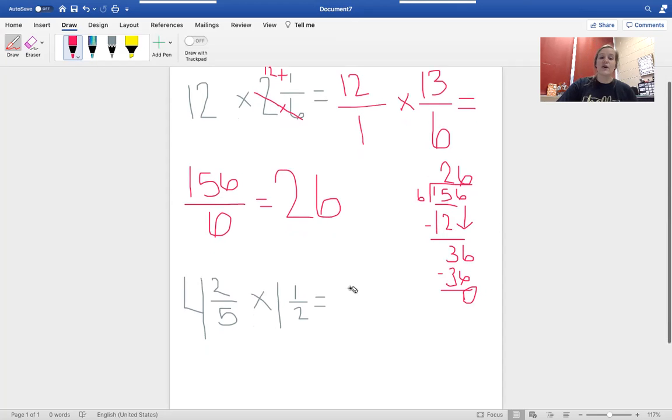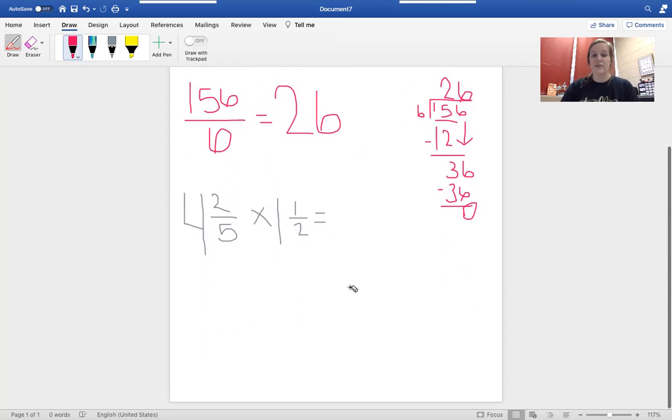Great job, guys. Alrighty, we're going to do this last problem together really quickly. Both of our numbers have to be turned into fractions, and we do that by multiplying across the bottom. 4 times 5 gives us 20. And we need to add that 2, right? So 20 plus 2 is going to give us 22.